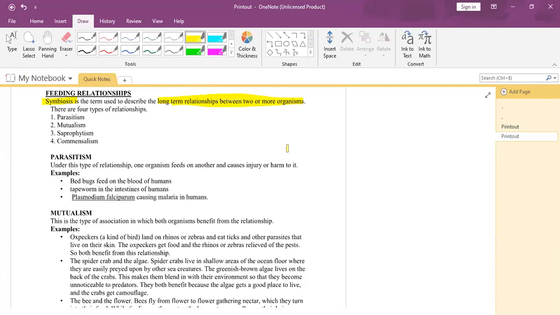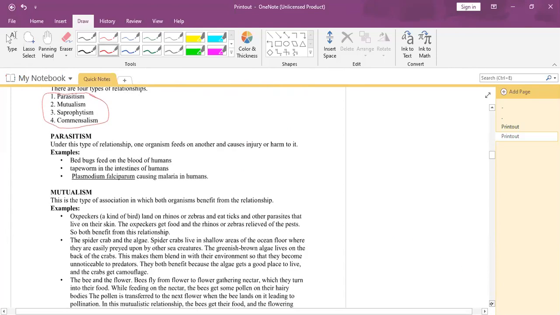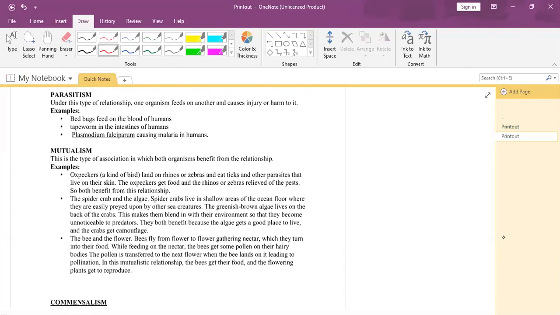The first one is parasitism. Then we have mutualism, saprophytism, and then commensalism. So these are the four types of symbiosis, right? So what's parasitism? The words tell you what they mean. If you forget, you can look at the words. Think of parasites. Under this type of relationship, one organism feeds on another and causes injury or harm to it. So any relationship where one organism is feeding on the other one and causing damage, you have to think of a parasitic relationship occurring there, right?